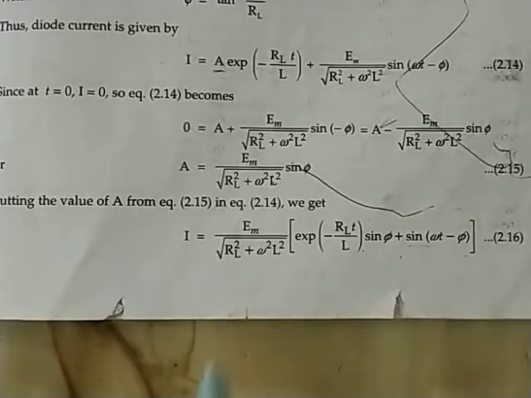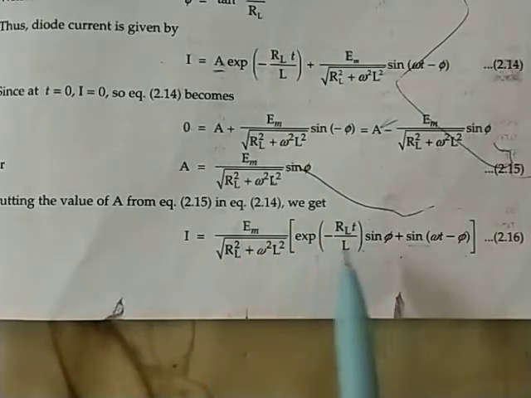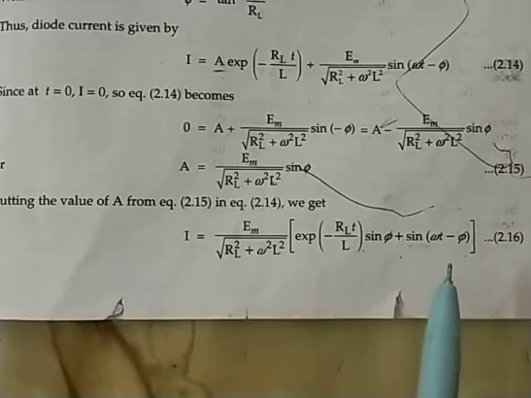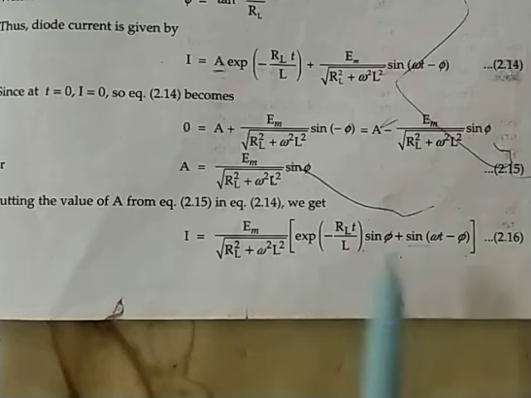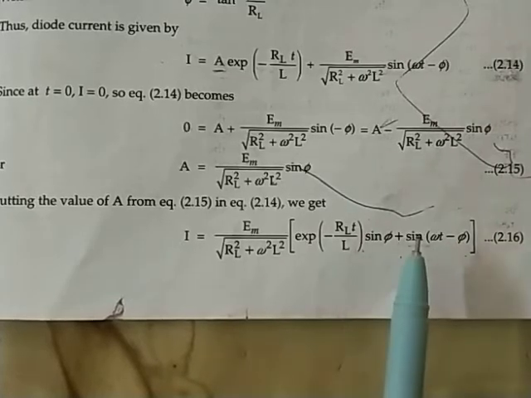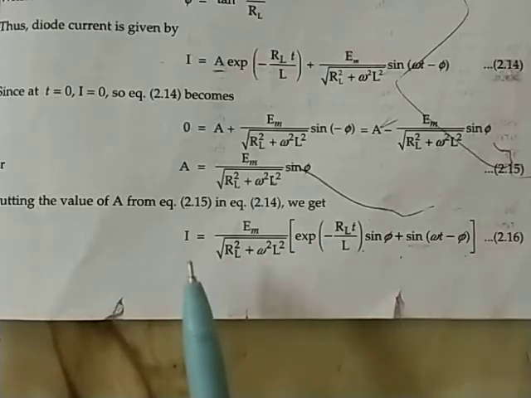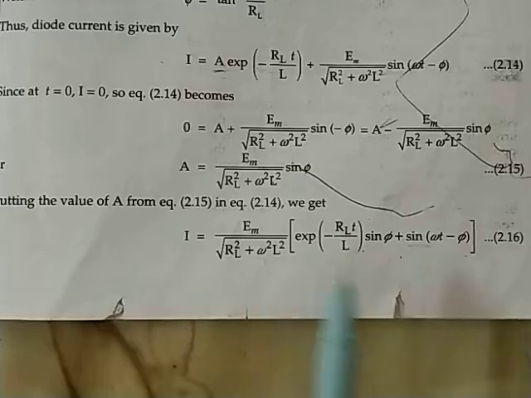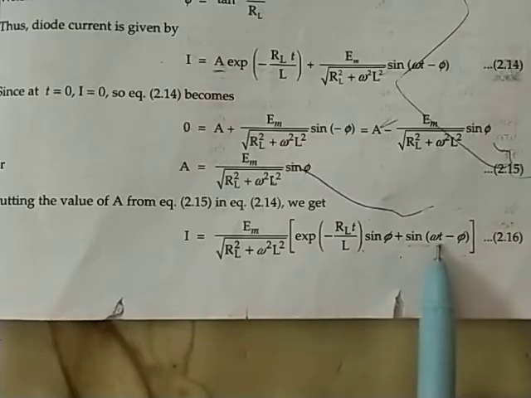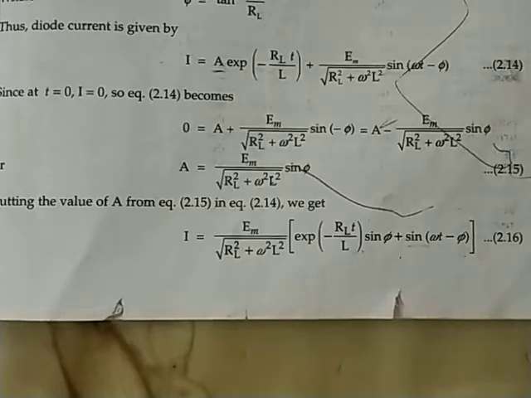Here you can see that the first term is exponential in nature, and the second term is sinusoidal in nature. The first term would always be positive, and the second term would decrease slowly. Okay, so we are now going to find where the value of I approaches 0 and at which angle. The angle is basically omega t, so we are now finding the values of omega t.